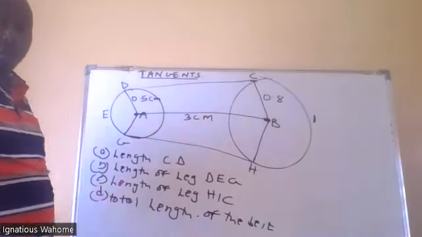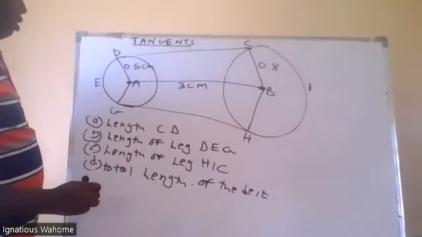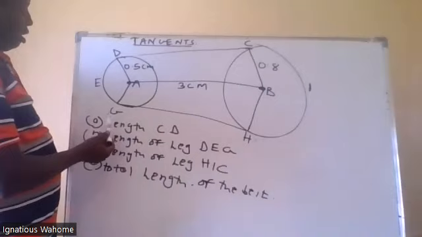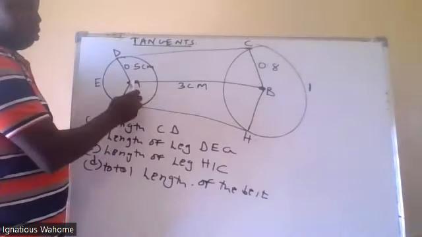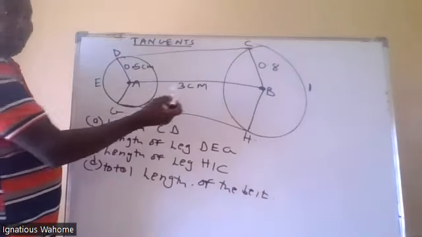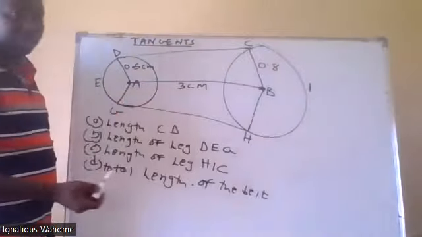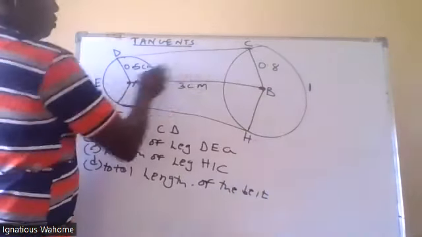So we have this kind of question where we are given two circles, center A and center B. The small circle has a radius of 0.5, and the big one has a radius of 0.8. You are told to find the length of CD.